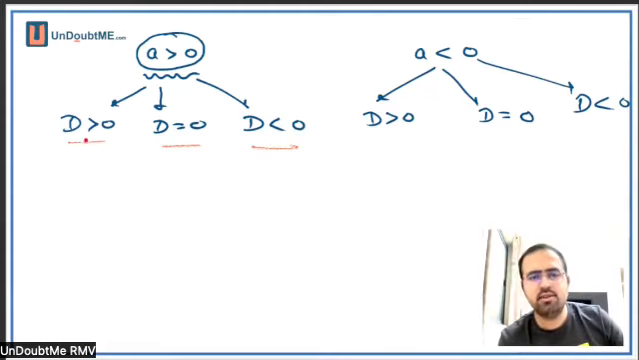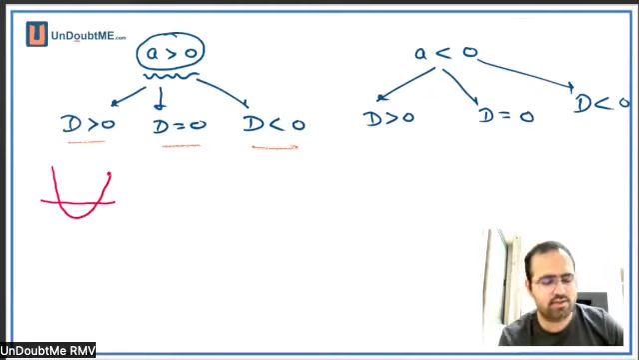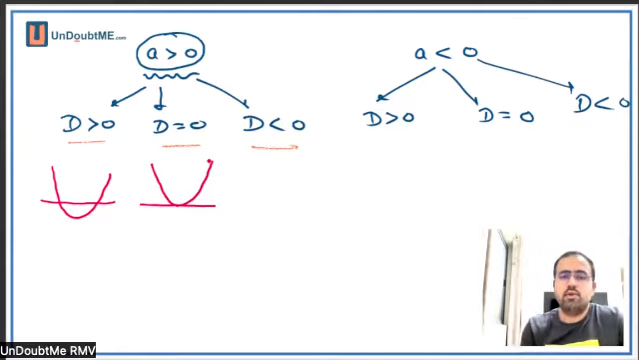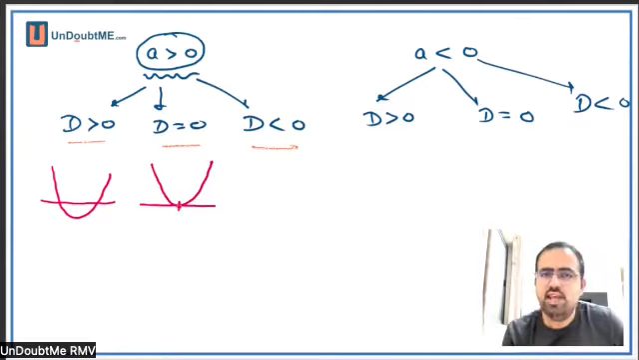When d is greater than 0, this is the case of distinct roots. Just focus on what I say, you'll understand everything. Distinct roots means on the x-axis, the quadratic will look like this. It will cut the x-axis at 2 points. I'm just drawing rough graphs, so just try to understand from these graphs. Then the next case is d equal to 0. It will be just touching the x-axis. It will not cut the x-axis because we have only 1 point as the x value.